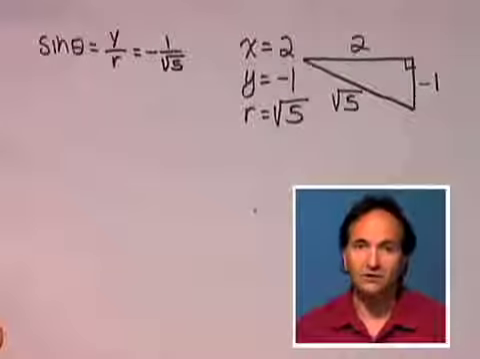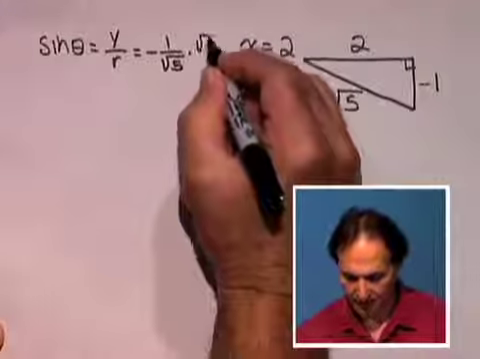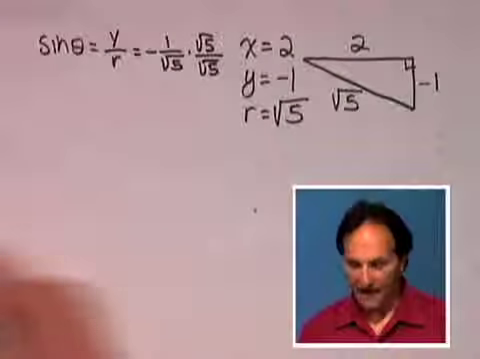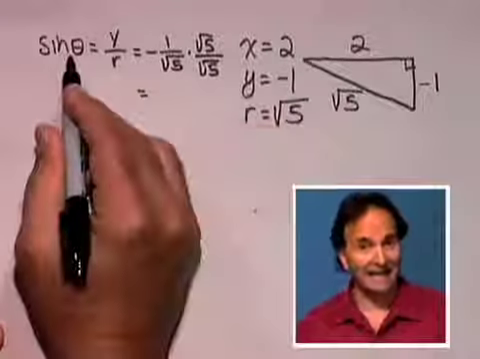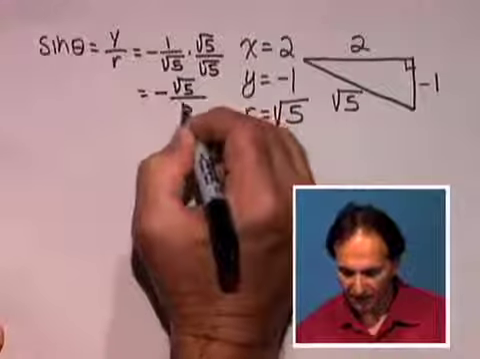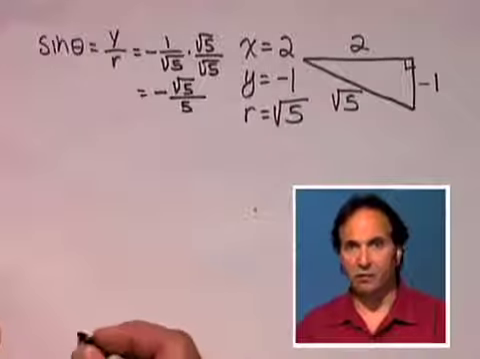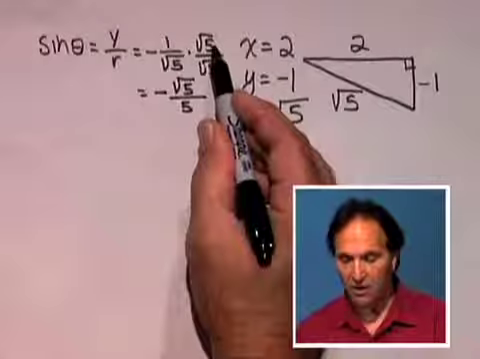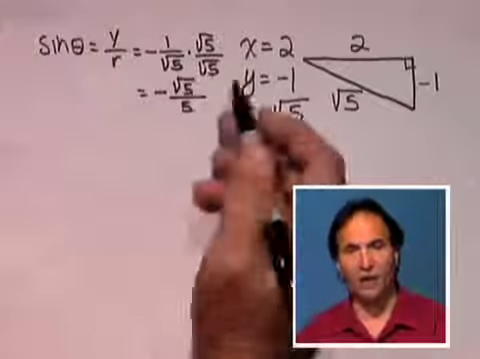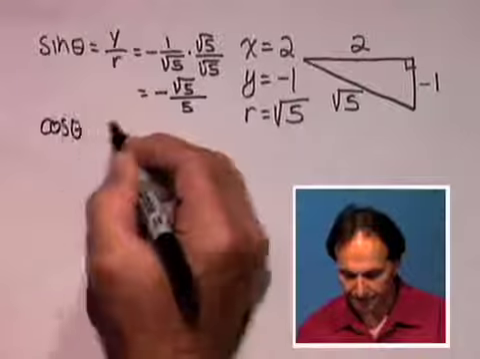However, we need to rationalize the denominator, and that means multiplying by the square root of 5 over the square root of 5. That would give us the result for sine theta is equal to negative the square root of 5 over 5. When we rationalize denominators from here on out, I'm going to shortcut the method because you now know that the method is to multiply the top and bottom so that you get a perfect square in the denominator.